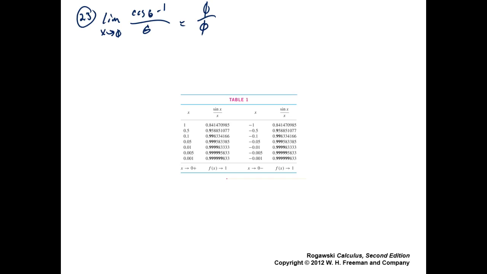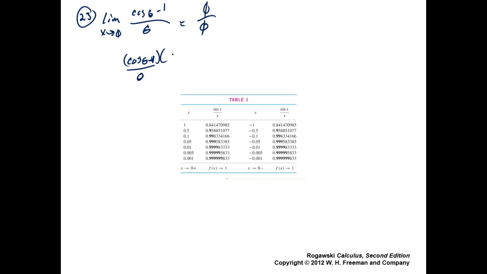I shouldn't do this, but I'm going to show you how I would approach this analytically. I'm not even sure it's going to work, but I'm going to give it a shot, okay? I'm going to take our function here, cosine theta minus 1 over theta.